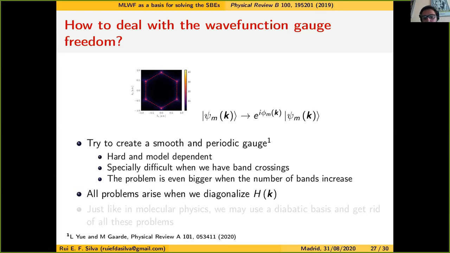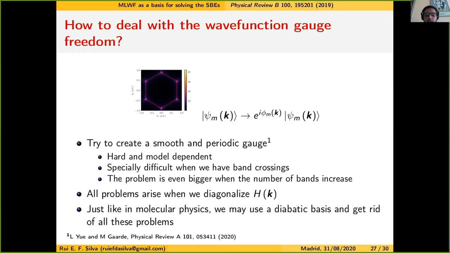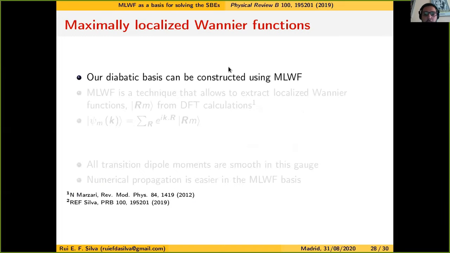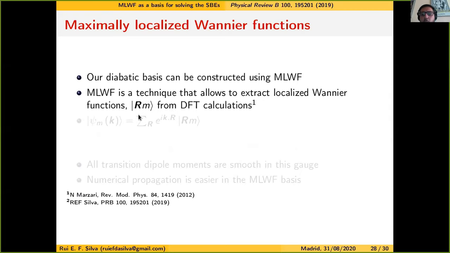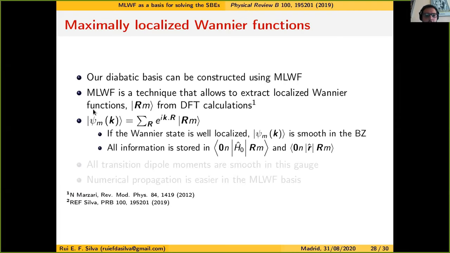So what we can do is not diagonalize H of K and just work, like in molecular physics, in a diabatic basis and get rid of all these problems. Our diabatic basis can be constructed using the maximally localized Wannier functions that are described in this review. Maximally localized Wannier functions is a technique that allows us to extract localized Wannier functions, R_m, from the DFT calculations. If these are sufficiently localized functions, the Bloch functions that you construct from these Wannier functions are going to be very smooth along K. So if the Wannier state is localized, Psi of K is very smooth in the Brillouin zone.